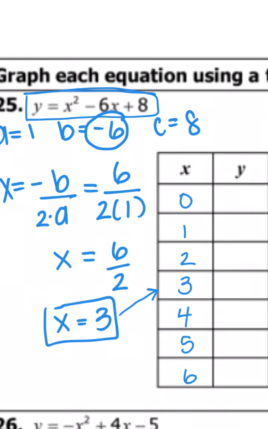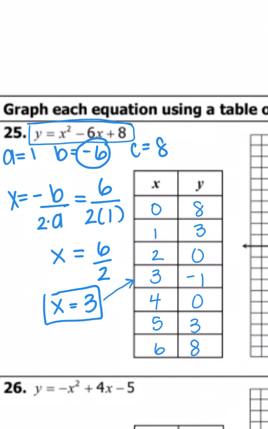All right, so let me look on my table here. And 0 goes with 8, 1 goes with 3, 2 goes with 0, 3 goes with -1, 4 goes with 0, 5 goes with 3, and 6 goes with 8. So I got that by looking at my table. You could also use Desmos if you want to put it into Desmos to get your table, if you don't have a calculator.